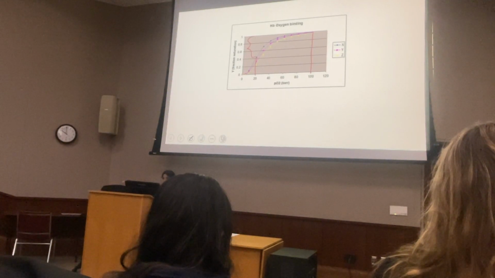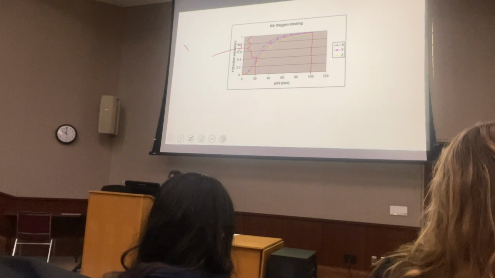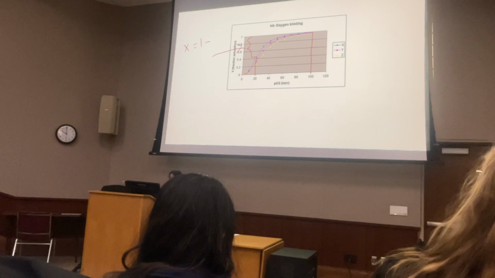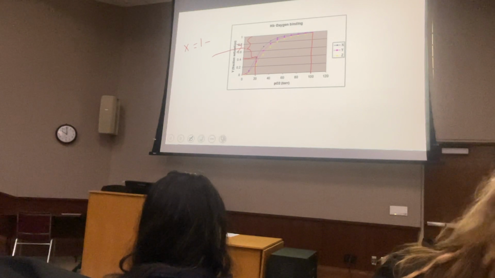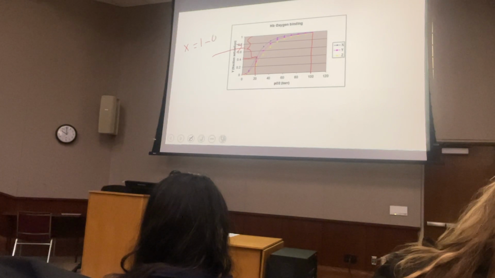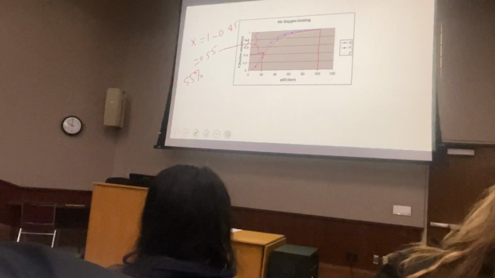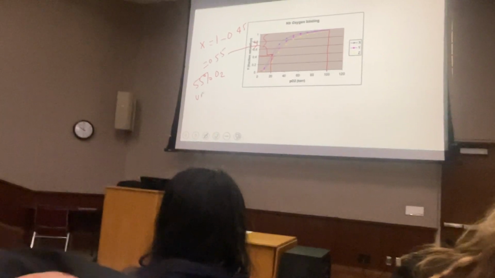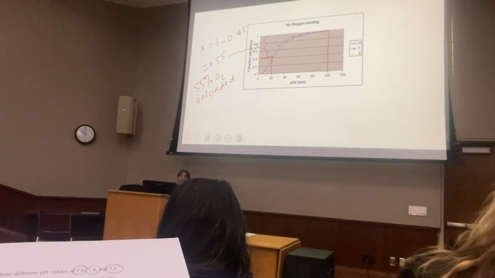So if we look at Z first, or X first, let's look at X first. So 1 minus whatever this range is, right, so right there. Let's say that's about 0.45. And so that'll give me 0.55, 55% oxygen unloaded.